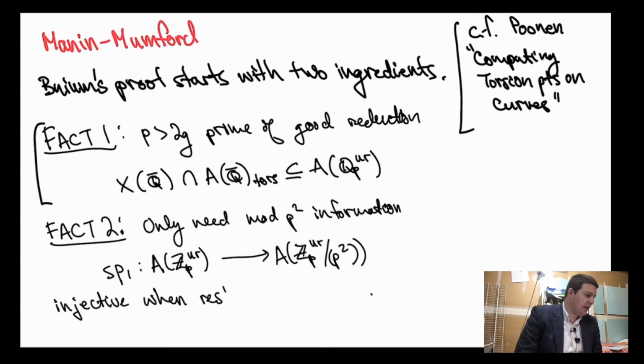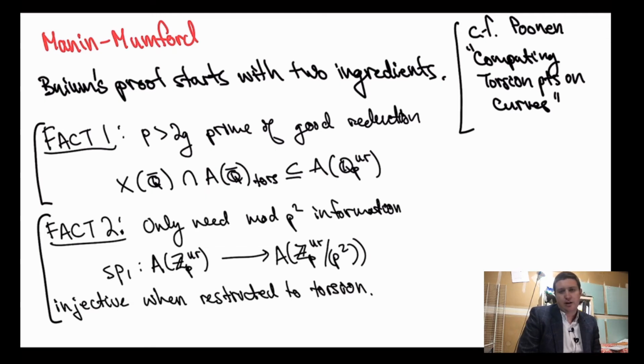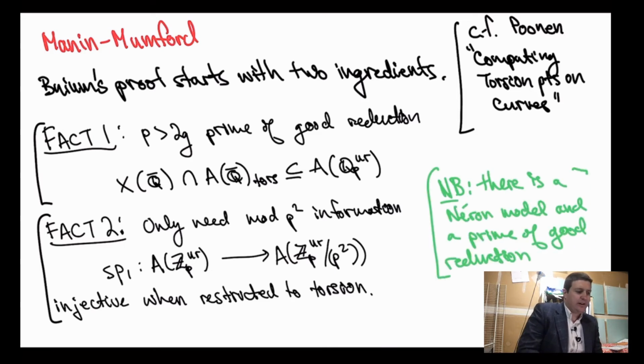Okay, and so the other piece of information that we need to get this proof going is that the specialization map is injective when restricted to torsion points. So to know a torsion point is to know the torsion point mod p squared. You'll notice that I've been switching between Q_p and Z_p. And so what we're really doing is we're using the Néron model at the prime of good reduction here.